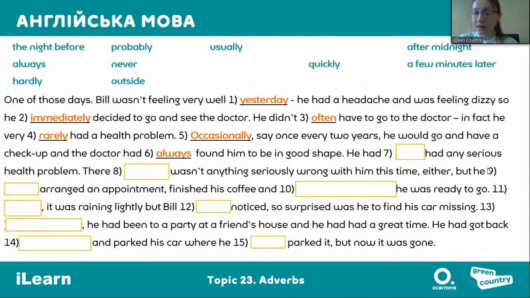He had any serious health problem. І тут по значенню, да, пам'ятаємо, що інколи, щоб заповнити пропуск, потрібно подивитися на попереднє речення та на наступне. Якщо дивимося на попереднє, то наступне речення каже майже ту саму ідею, але з opposite. And that is never. He had never had any serious health problem. Number 8. There wasn't anything seriously wrong with him this time. Так, never прибираю.